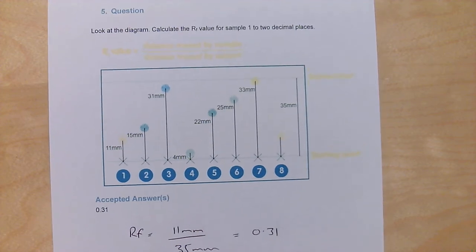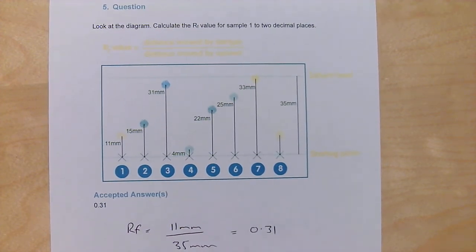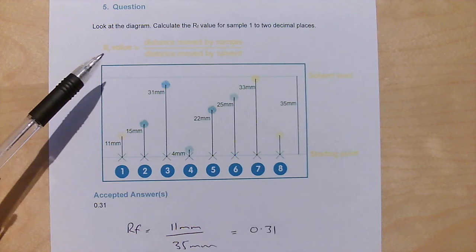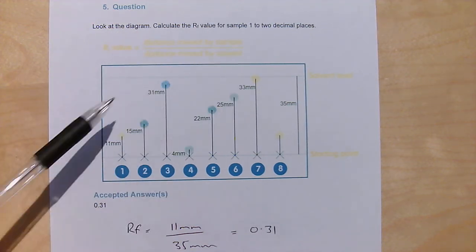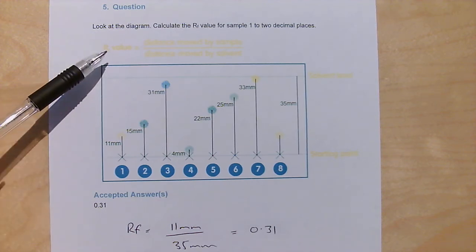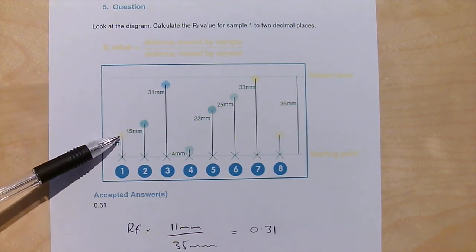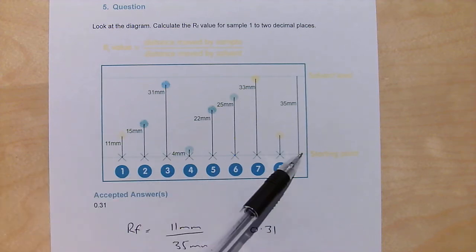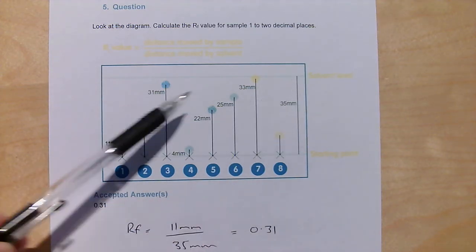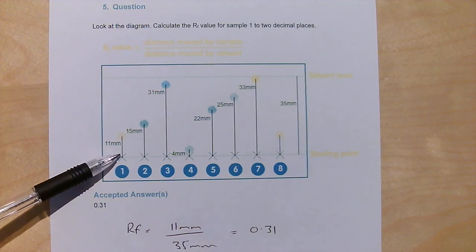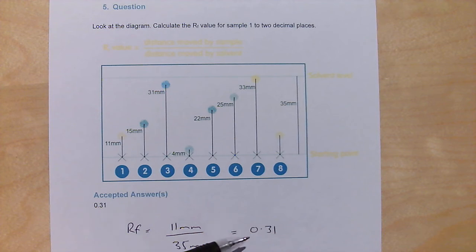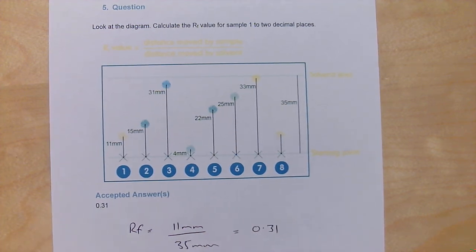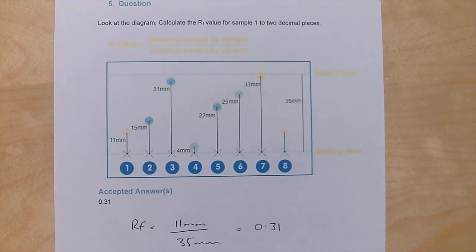Okay, right, and then finally question 5. Okay, so again, look at the diagram, calculate the RF value for sample 1 to 2 decimal places. Okay, so remember what RF value is. It's the distance travelled by the sample divided by the distance travelled by the solvent front. Okay, so for the substance 1, it's 11 millimeters divided by 35 millimeters, which equals 0.31, and the answer was 0.31. Okay, so there we are.